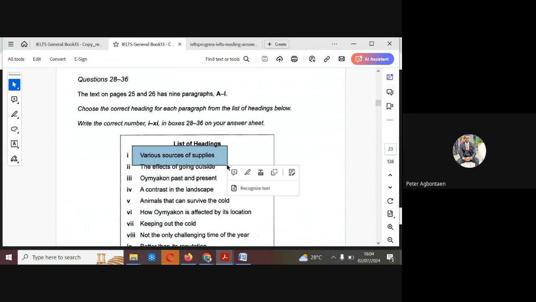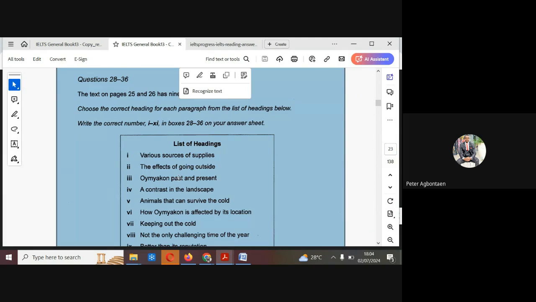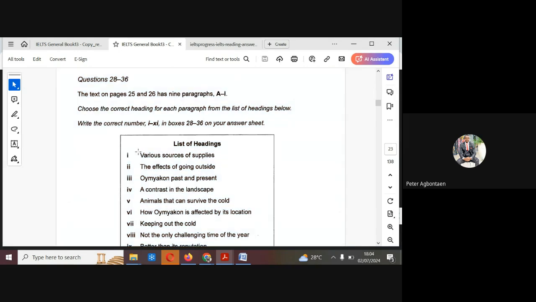So that means you expect this paragraph to tell you about the various ways and the various means through which the people that live in Oyemakon get their supplies. By supplies here, we mean the things that they need in their day-to-day life: food, groceries, and so on and so forth. So it should tell you about the various ways and means through which the people that live in Oyemakon get their daily supplies.